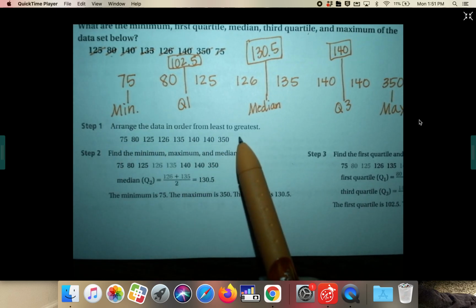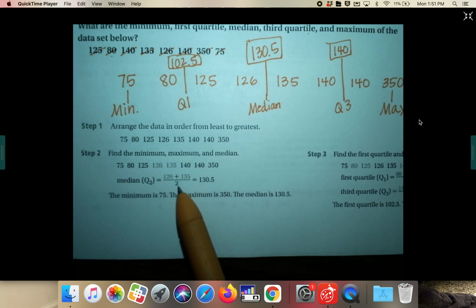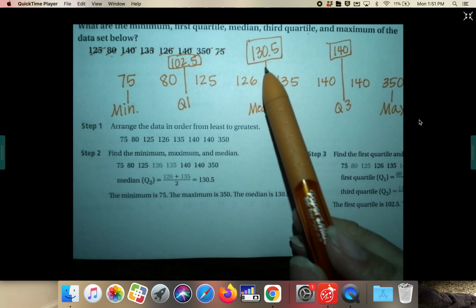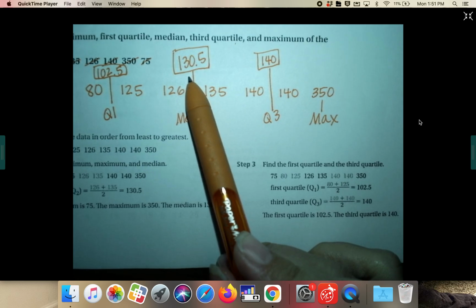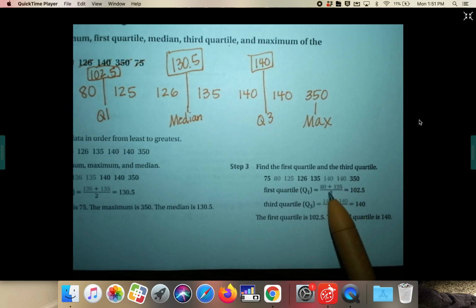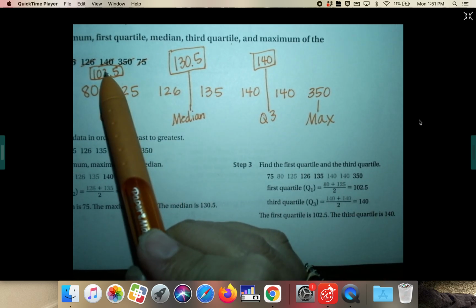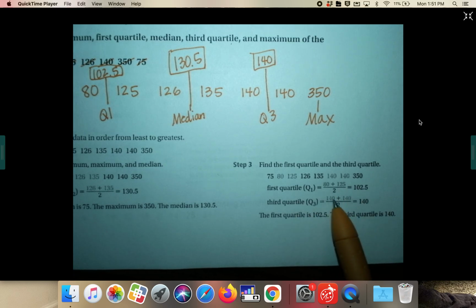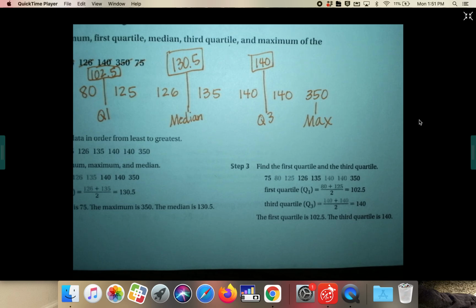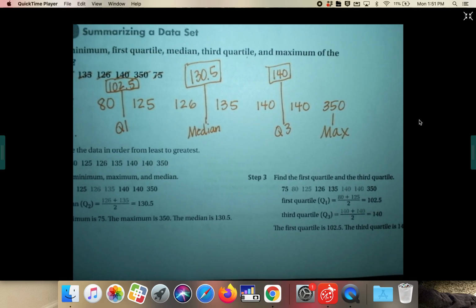Step 1, arrange them from least to greatest. Yep. We got 130.5 for the median. Good. First quartile, 102.5. Good. I'm glad we did this right. And then the third quartile is just 140 and 140, so it's just 140. And then we've got the minimum and maximum. Yeah. Okay, let's look at the next page.